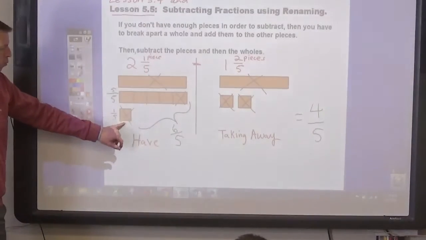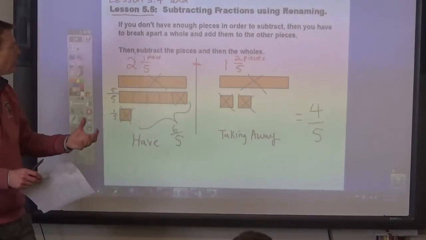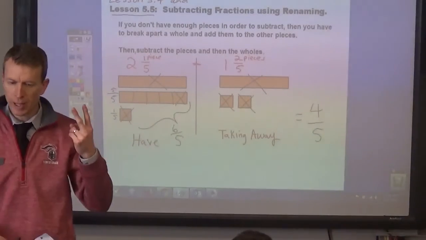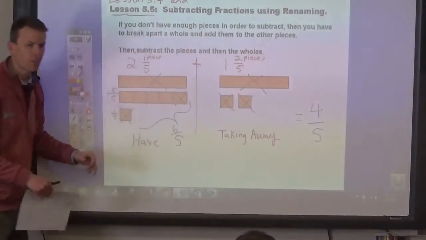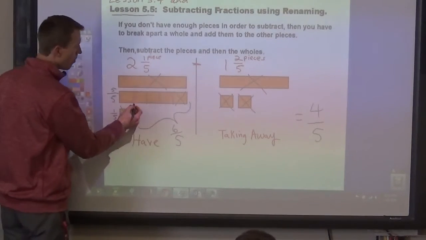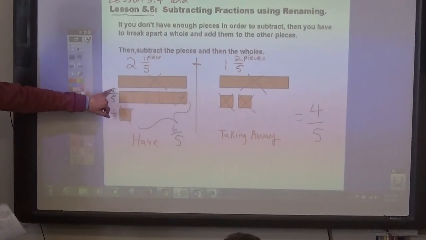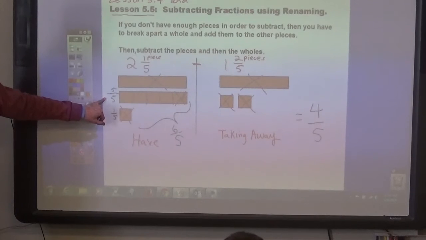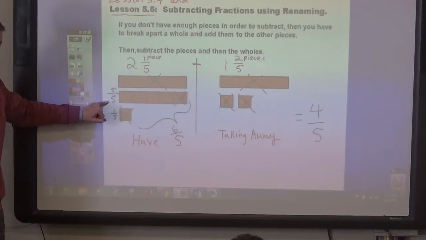But if you only have 1 piece to start with, you don't have enough pieces. You can't take away the 2 pieces that you need to take away because you only have 1. And so you have to make more pieces then. And to do that, you cut up a whole and write the whole number as a fraction equal to 1. So instead of writing this as 1, we're going to write it as 5/5. 5 pieces out of 5.